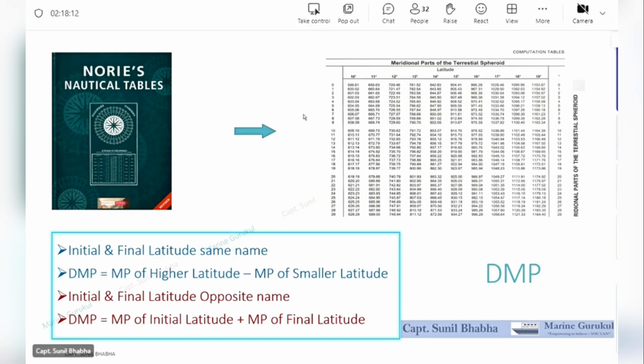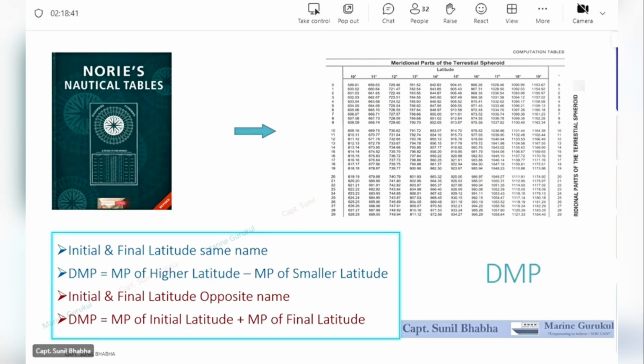All right. Now, those of you who are not having the Norie's table with you, I have shared a PDF file with you of selected pages. It has about 25 pages or so. So these meridional parts are included there in that. You can take a printout of that and you can refer to it when required. Right, beta?